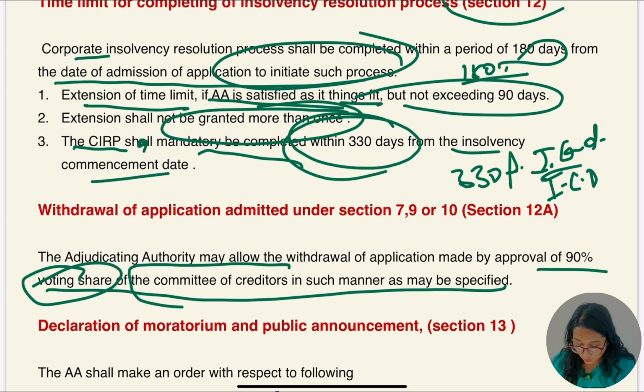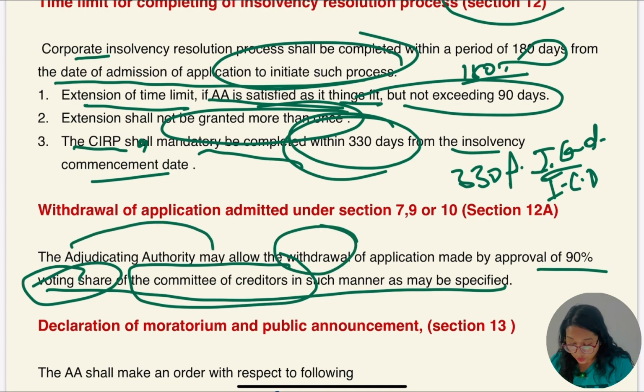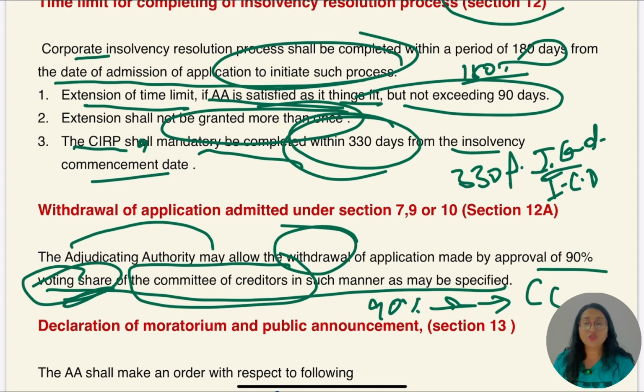Now we want to know what this committee of creditors is. There is another section on the committee of creditors. We'll know this later. So the adjudicating authority may allow the withdrawal of application, with the approval of 90% of whom? The voting share of the CoC. CoC is the committee of creditors, as may be specified by the law. So for withdrawal, 90% of the voting share of the committee of creditors is required.